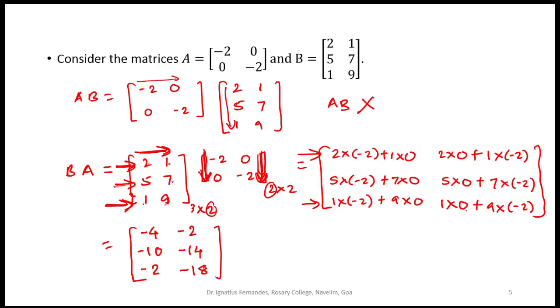Okay, so A into B could not be carried out, but of course B into A could be carried out because the condition was satisfied, and B into A is a 3 by 2 matrix. So this is how we carry out matrix multiplication.